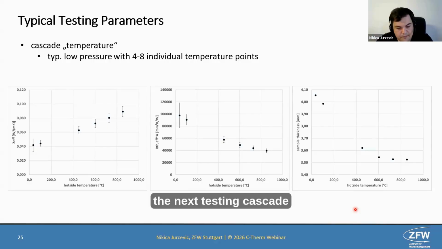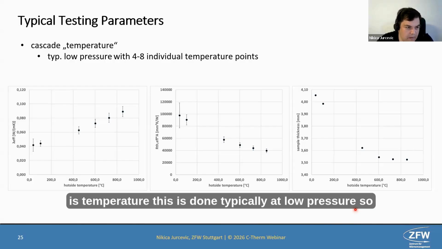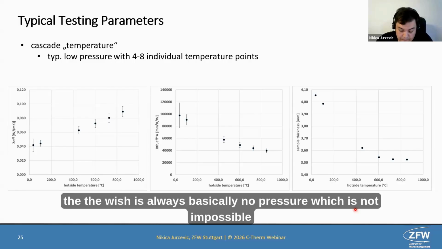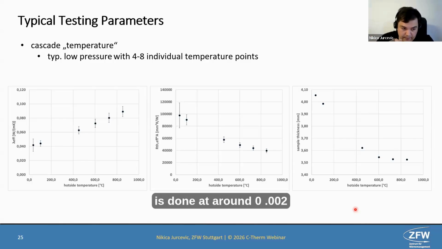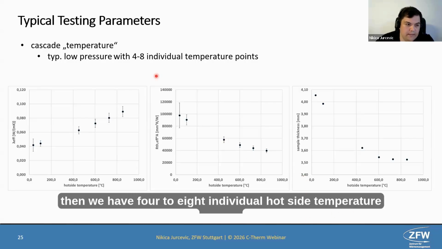Then the next testing cascade is temperature. This is done typically at low pressure. The wish is always basically no pressure, which is impossible. You need some pressure to contact. This is done at around 0.002 megapascal in this area. And then we have 4 to 8 individual hot side temperatures.